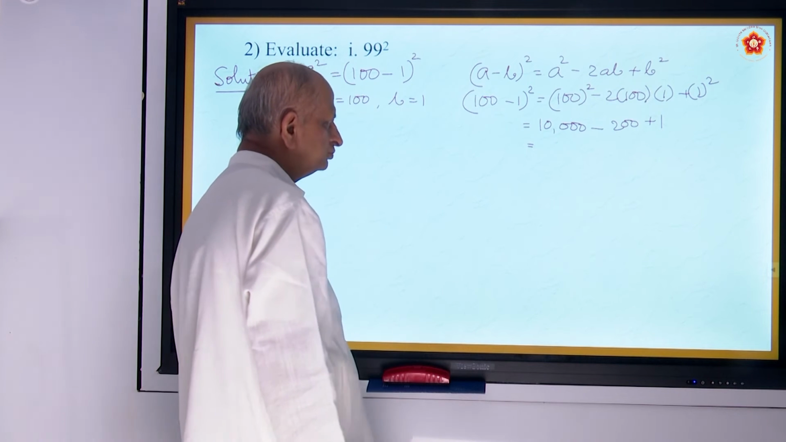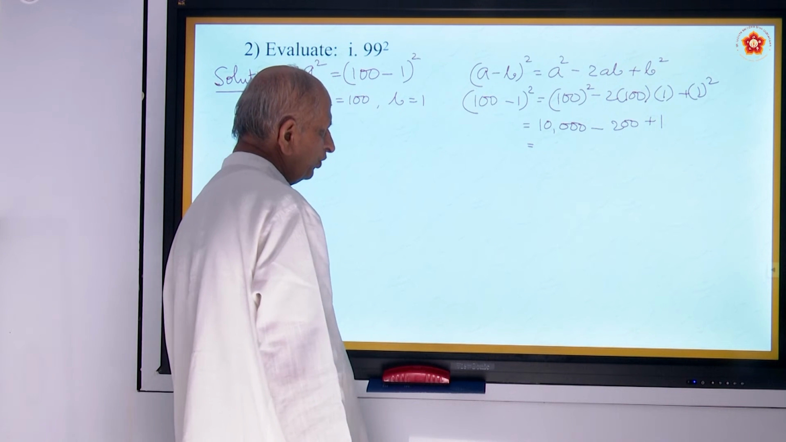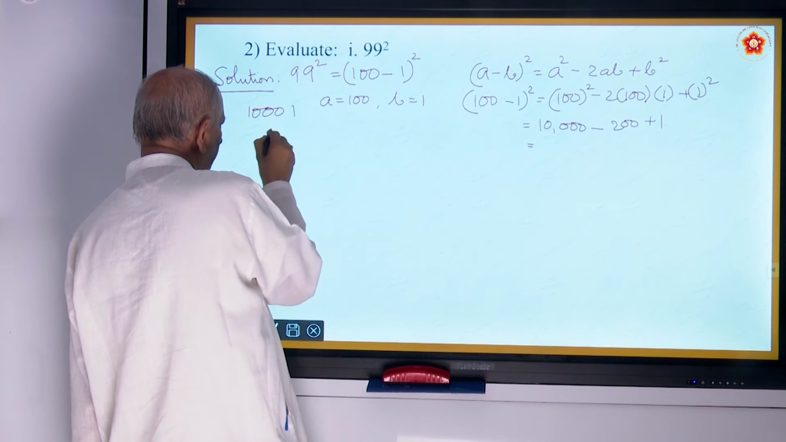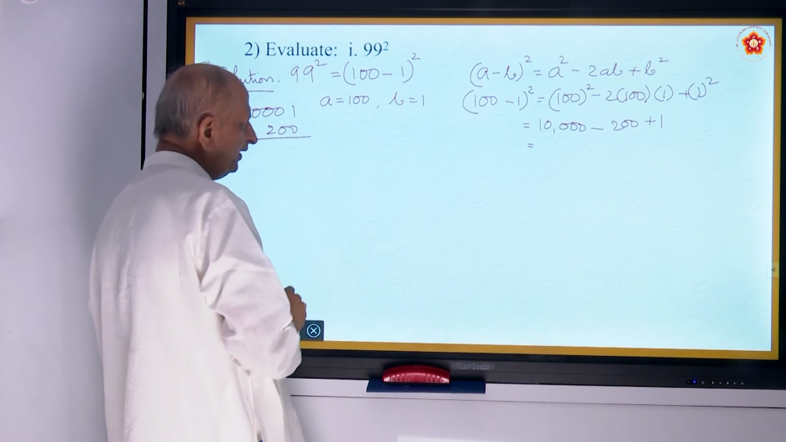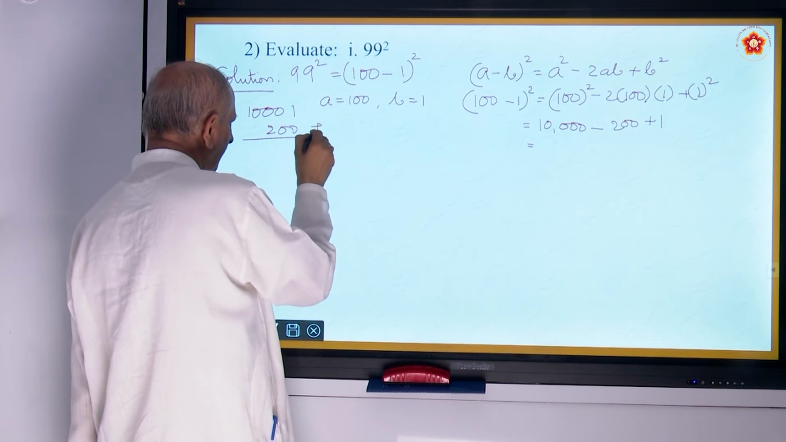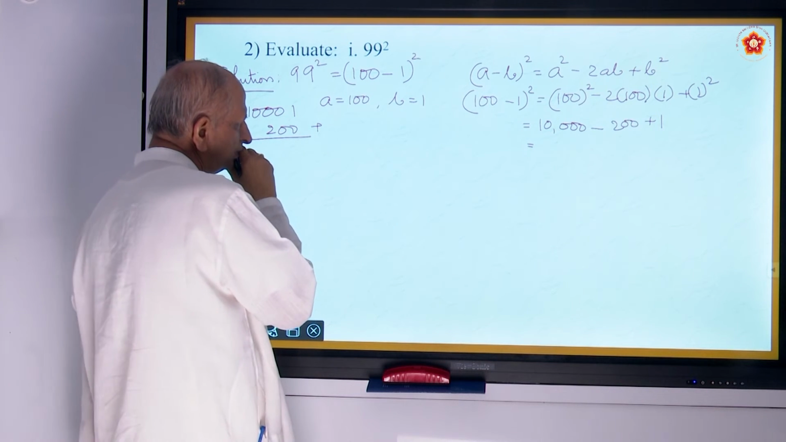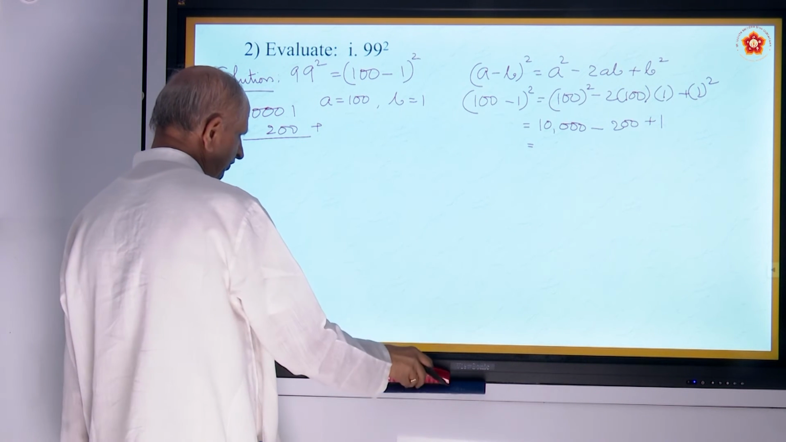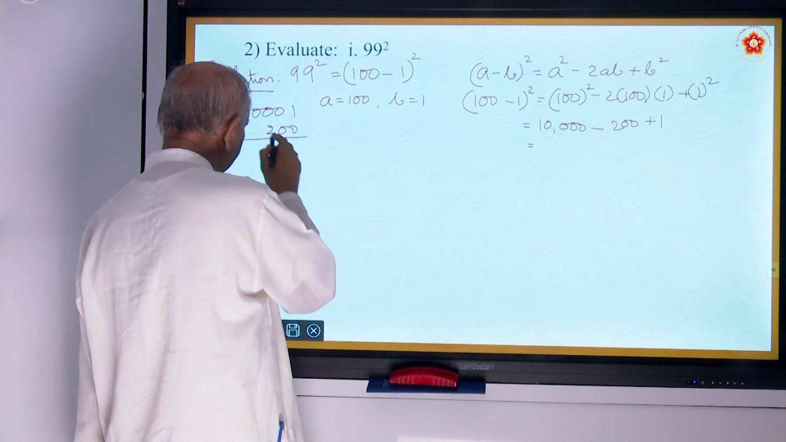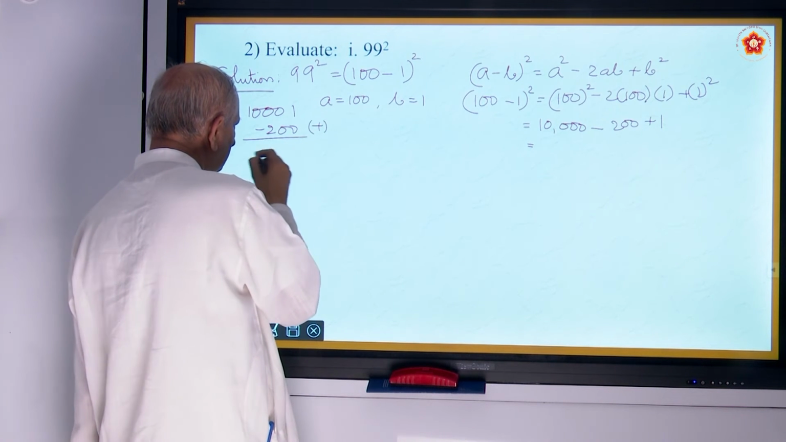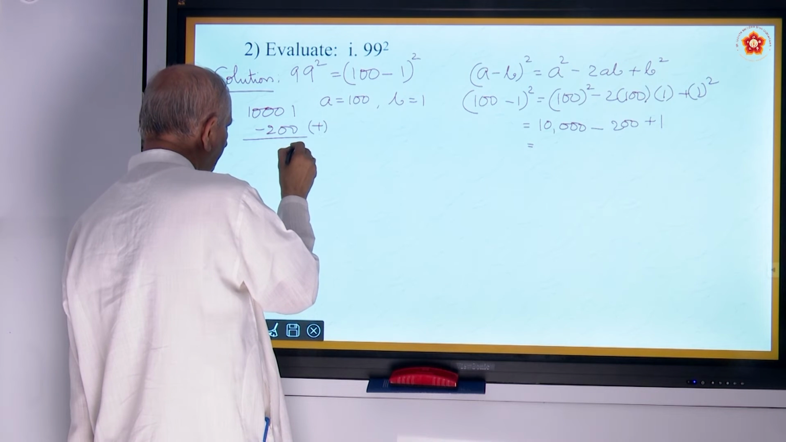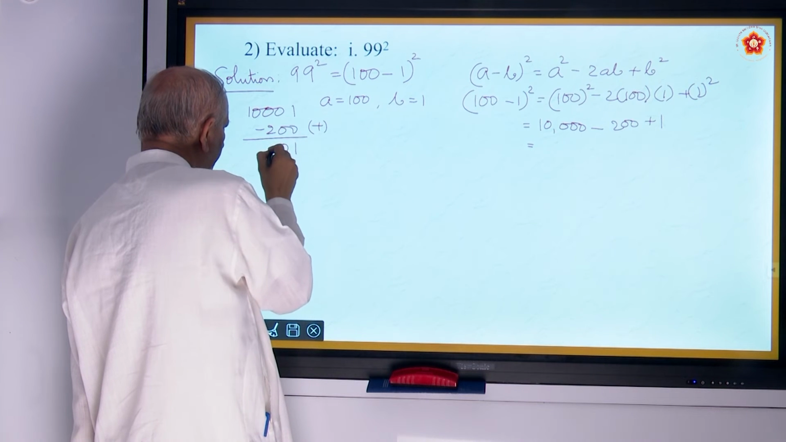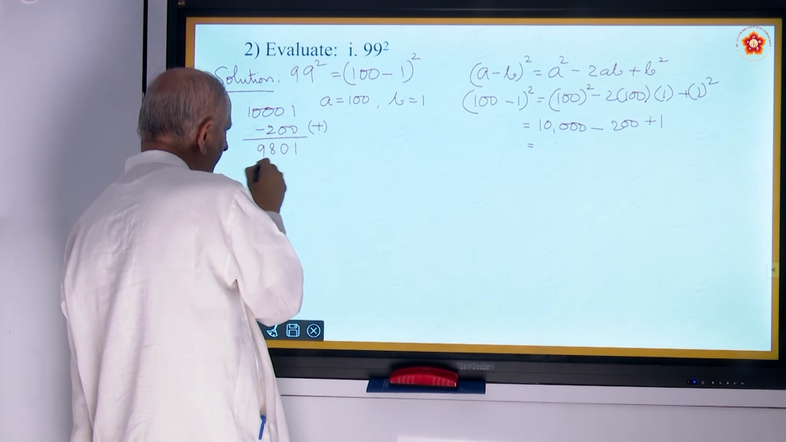It is equal to 10,001 minus 200. So 10,001 minus 200 comes to be, so we are adding minus 200, which means subtracting. 10 minus 1 minus 0 is 1, 0, 0, 10 minus 2 is 8, then 9, 9,801.